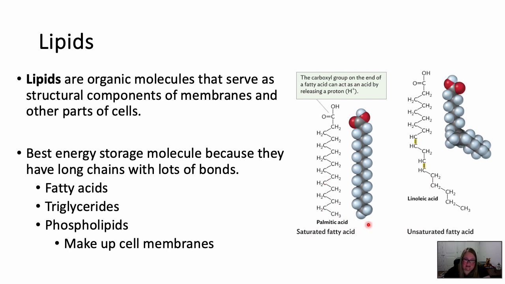We have fatty acids. So we have two types of fatty acids. We have saturated and unsaturated. So what saturated means is that we have all single bonds in our hydrocarbon chain. Okay, so that means every carbon is going to have the maximum amount of hydrogen it can have. So remember, carbon has 4 valence electrons. They're all single electrons, so they all can make a bond.